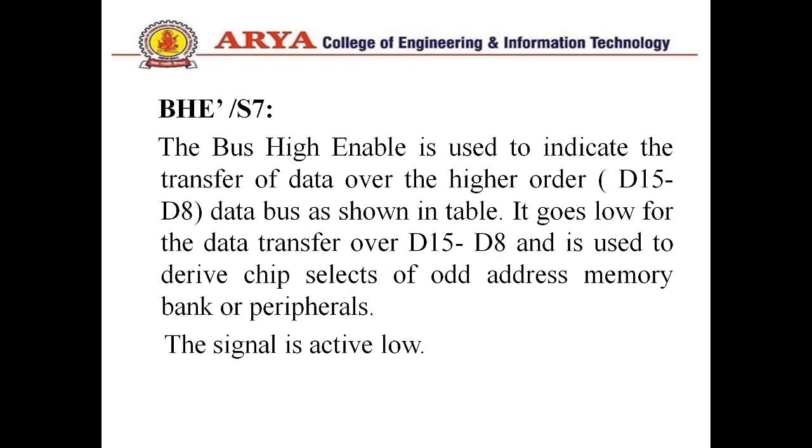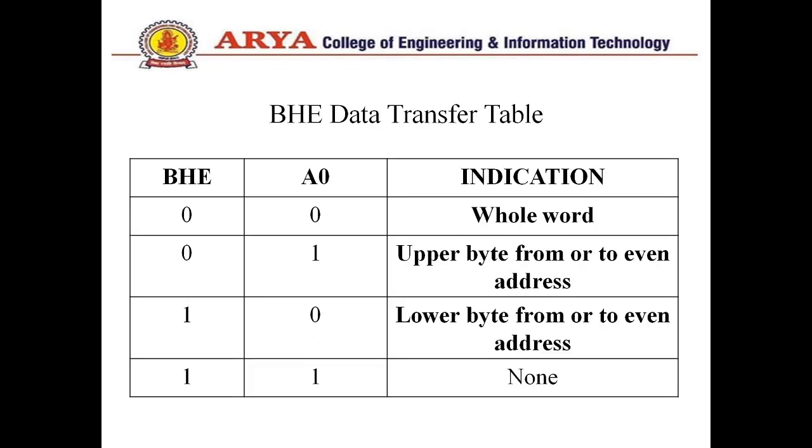Whenever a byte is to be transferred on the higher byte of the data bus, the status information is available during T2, T3, and T4. This is the BHE data transfer table. When it is 00, it indicates whole word. 01, upper byte from or to odd address. 10, lower byte from or to even address. 11, no indication.